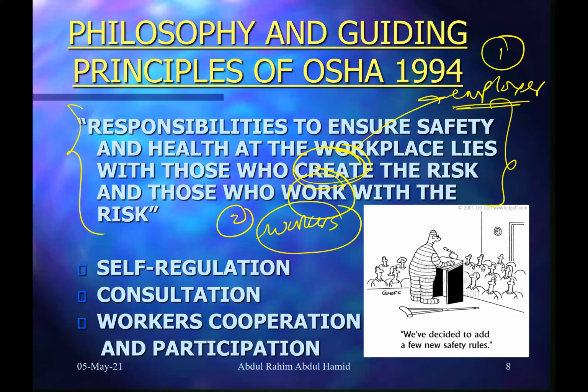Who could be the third party? That's what we call the manufacturer and supplier of plant, machinery, or substance. They themselves can be held responsible as well. They cannot simply supply material or substance, get the payment and run away. No. They do have a responsibility to play.